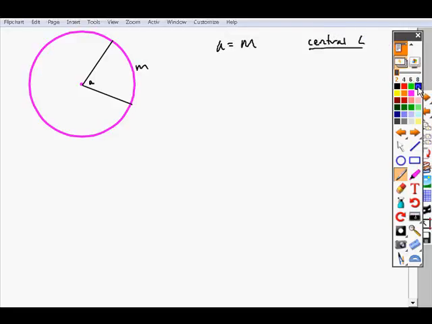Okay, what if I gave you the following? What if I gave you an angle whose vertex lies on the circle itself? And so if I call this angle B, how does B relate to that intercepted arc of M? Yep, M. So B is going to be 1/2 M. So this is an example of an inscribed angle. An inscribed angle has a vertex on the circle, and it's equal to 1/2 the intercepted arc.